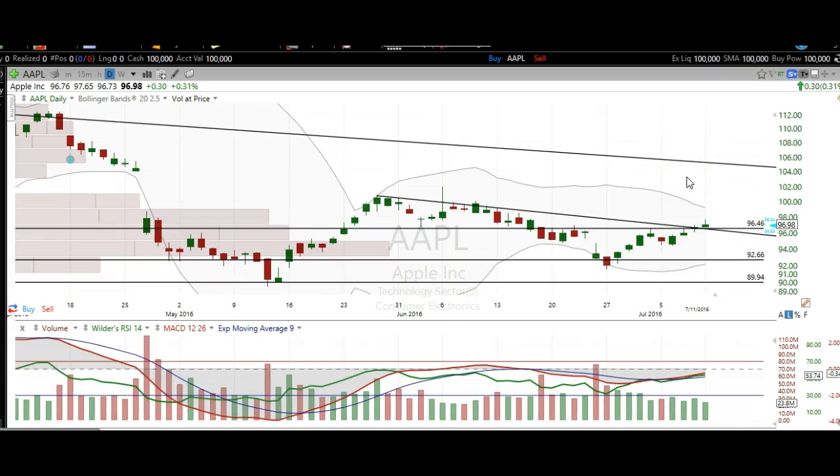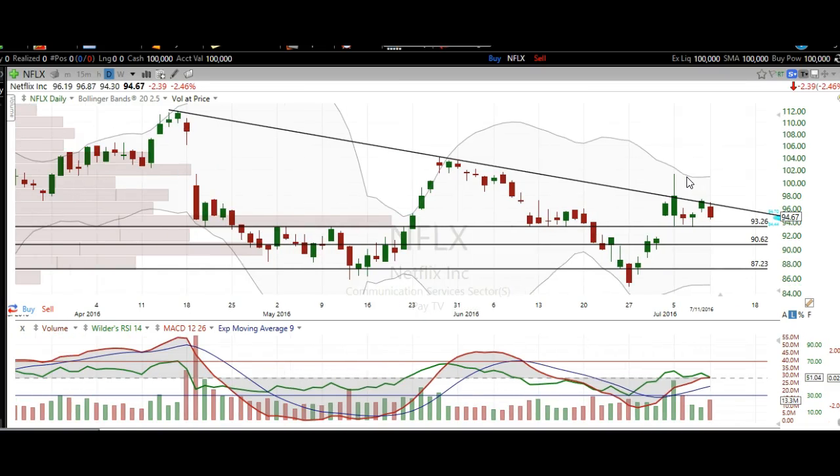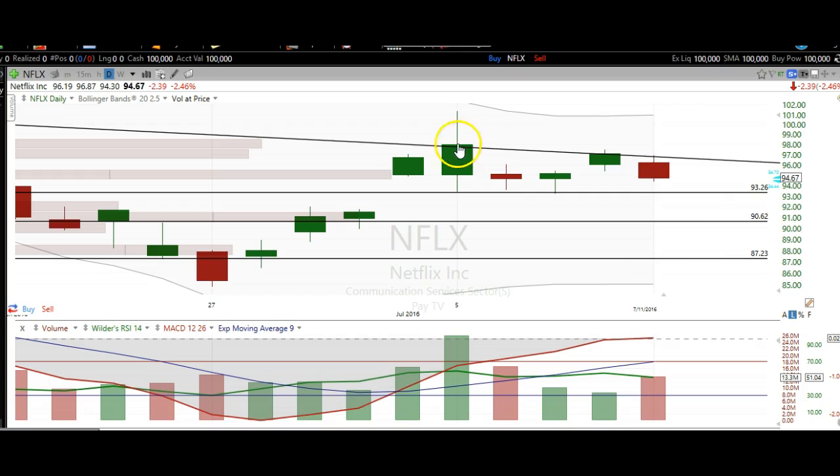Next, I want to look at Netflix. Netflix here, we have a downtrend line, a couple touches here, a couple touches here, and a few touches right around here. So we tried to break over it on this day, couldn't quite do it. Again, on Friday we tried to break over it, couldn't quite do it. You can see that we barely broke over it.